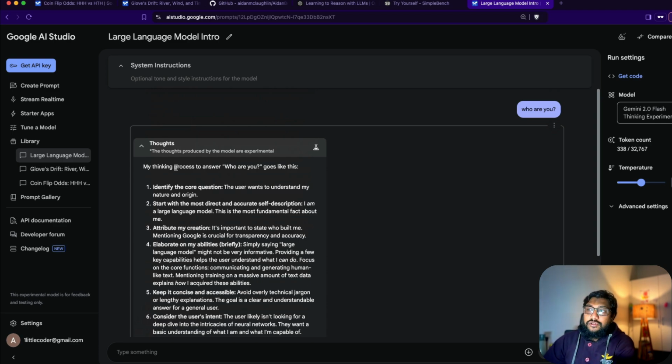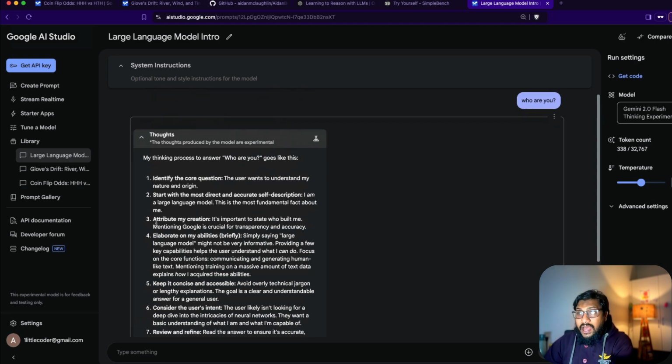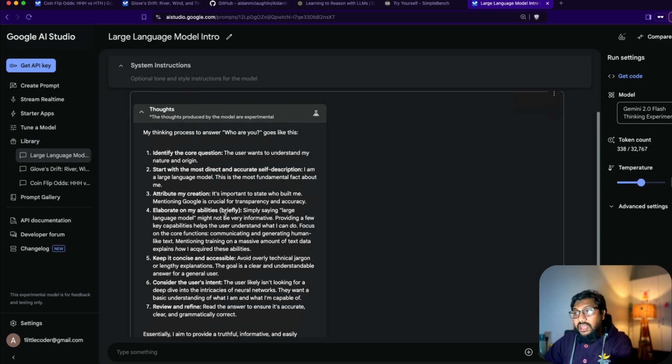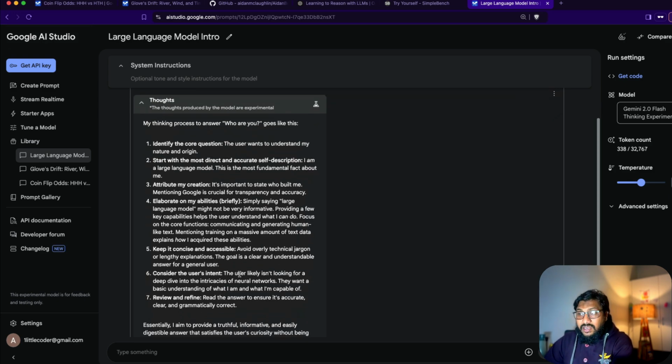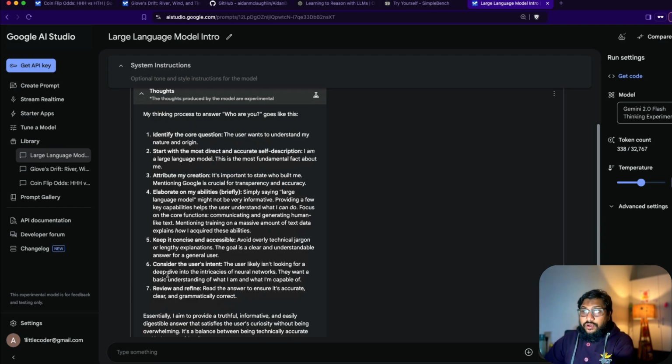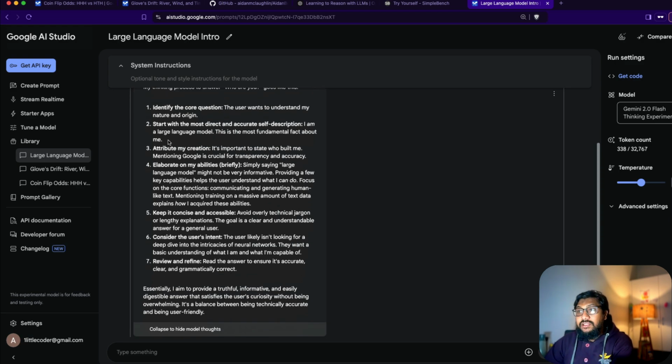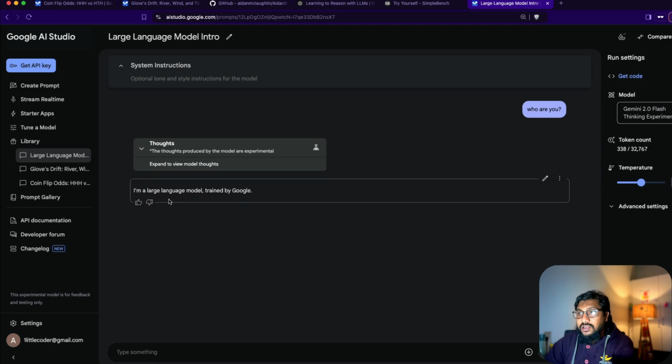It says, my thinking process to answer the question who are you goes like this. Identify the core question, start with the most direct and accurate self-description, attribute my creation, elaborate on my abilities briefly, keep it concise and accessible, consider the user's intent. The user likely isn't looking for a deep dive into the intricacies of neural networks. They want a basic understanding of what I am or what I'm capable of. Review and refine. And then finally, it gives you the answer. The answer is as simple as this: one single line that says, I am a large language model trained by Google. That's it. And it thought about this.